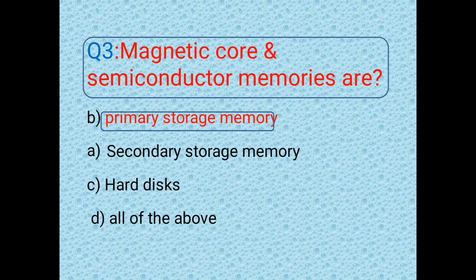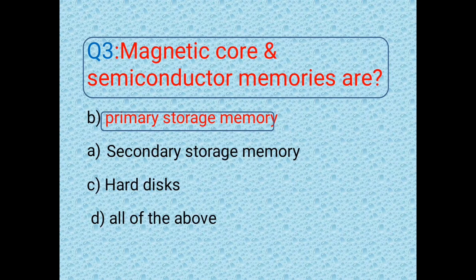Question number 3. Magnetic core and semiconductor memories are A. primary storage memory, B. secondary storage memory, C. hard disk, and D. all of the above. So what is magnetic core memory and semiconductor memory? Magnetic core memory is the memory which is made of magnetic material. The memory which is made of magnetic material is called magnetic core memory.